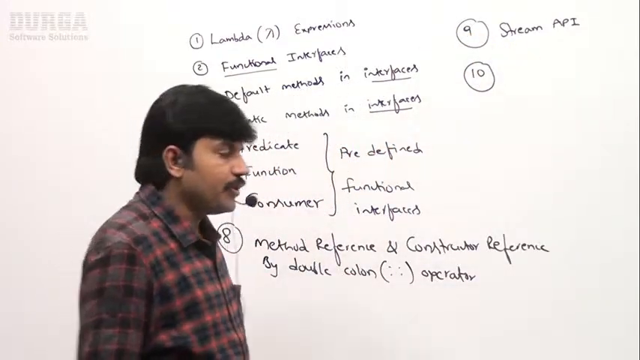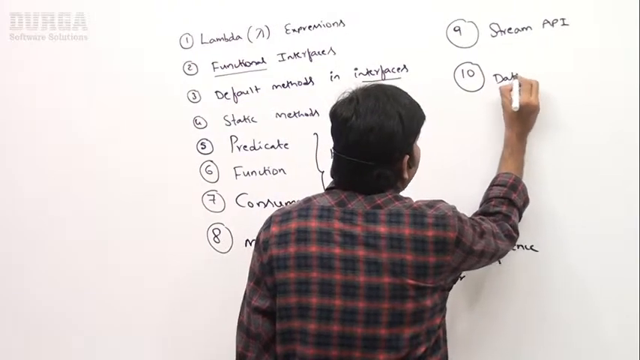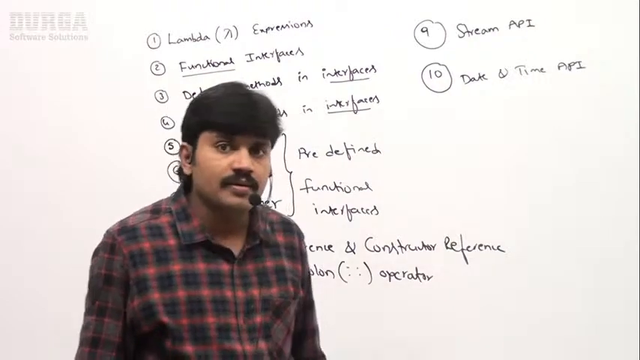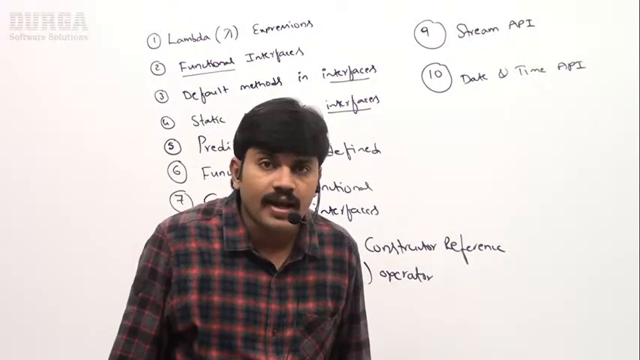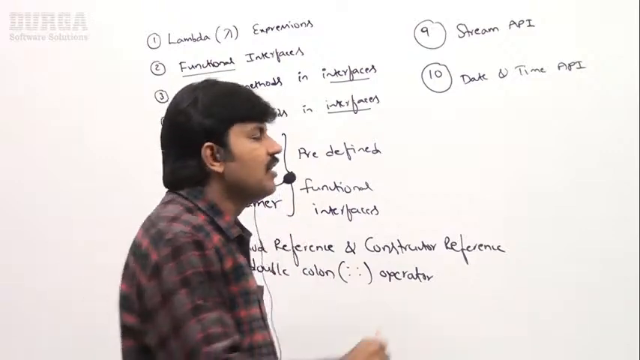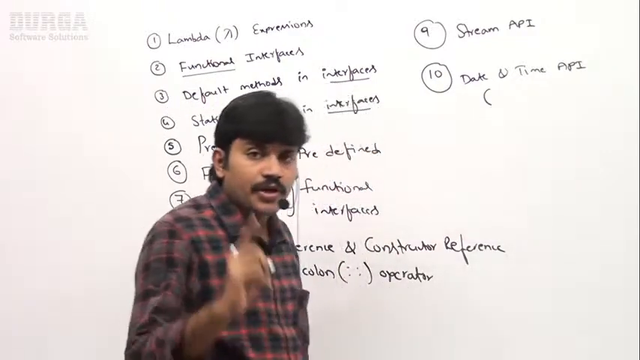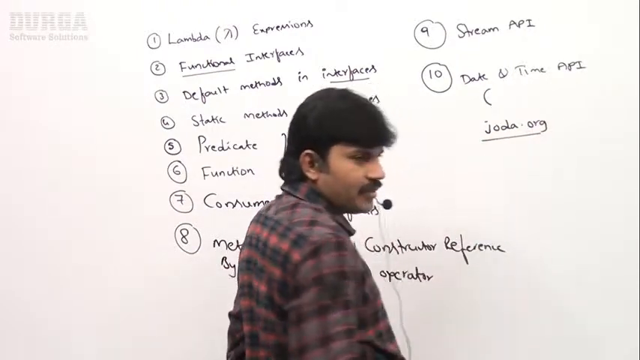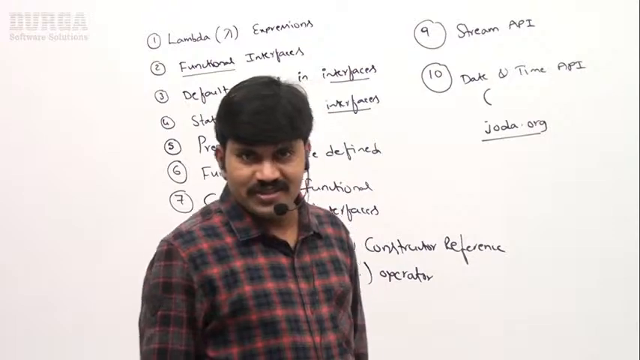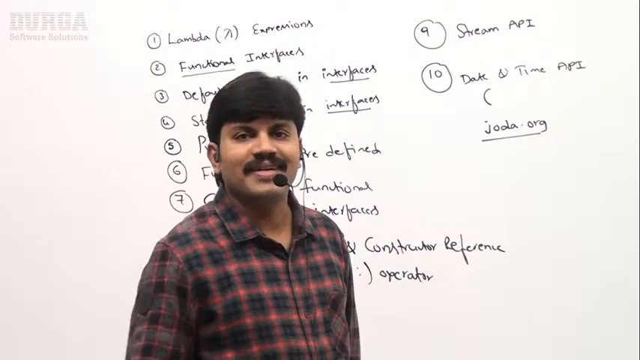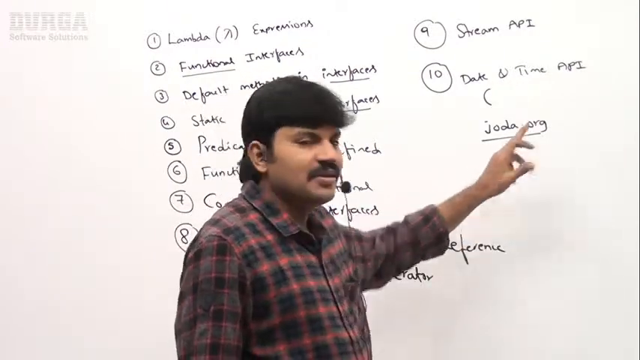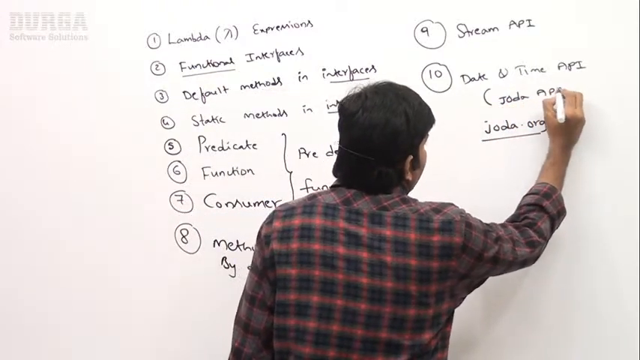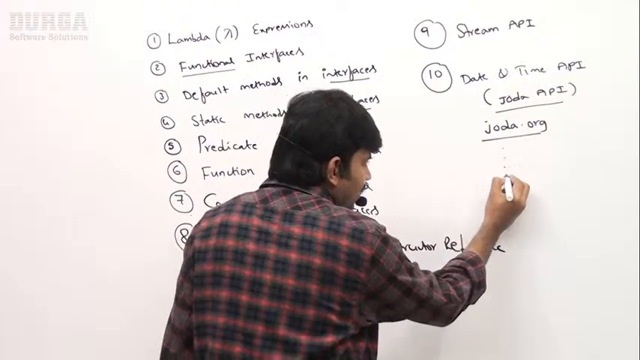Now the next topic we have to talk about is the date and time API. A new date and time API came to handle date and time values very easily. This date and time API was introduced by Joda.org, something like our Jodha Akbar in the cinema movie, right? Just Jodha Akbar, date and time API, Joda.org. These people introduced it. That's why it is also known as Joda API. Remember this one.